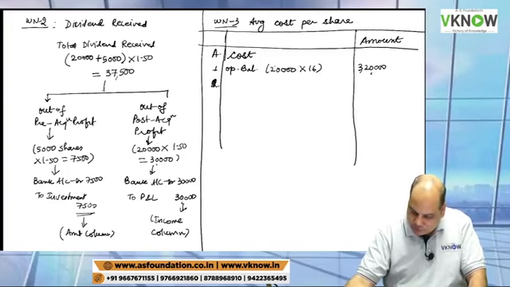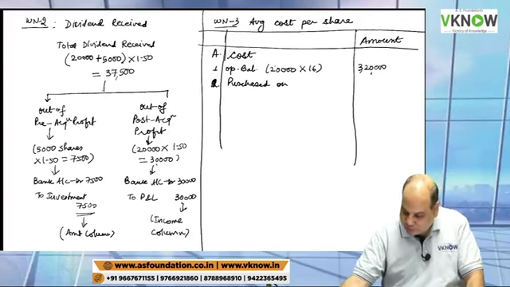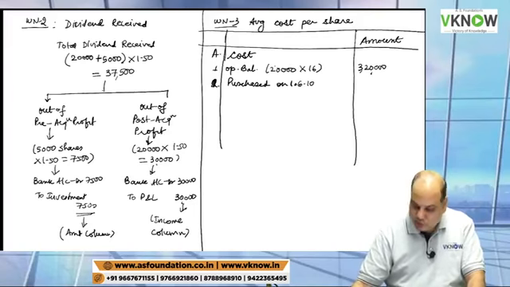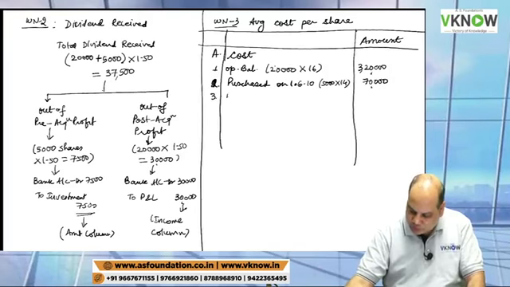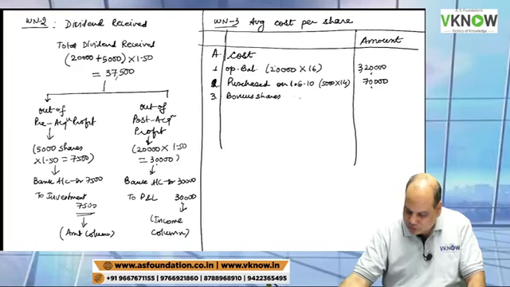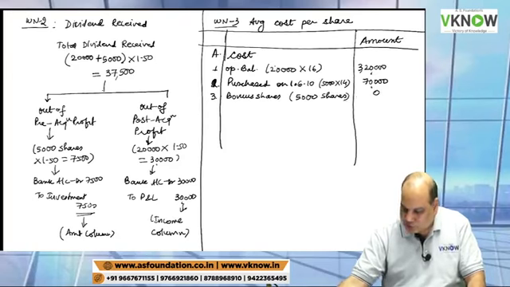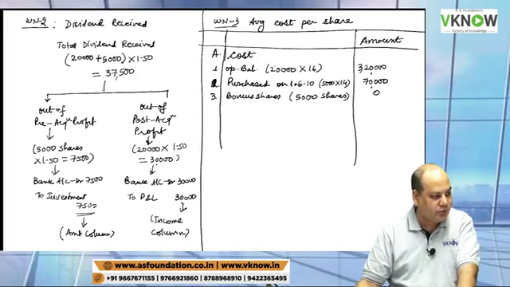Second, we purchased on 1st June 5,000 shares at 14 rupees. So that is 70,000. Point number 3, we got bonus shares. How many bonus shares did we receive? 5,000. But the cost is 0. Bonus share cost is 0.